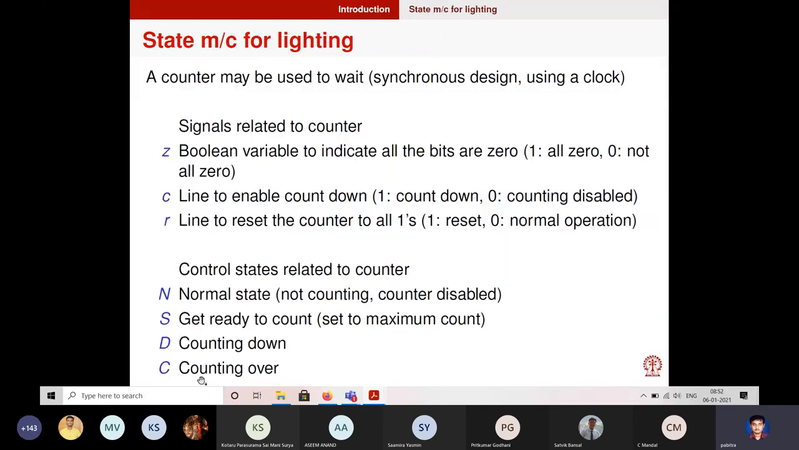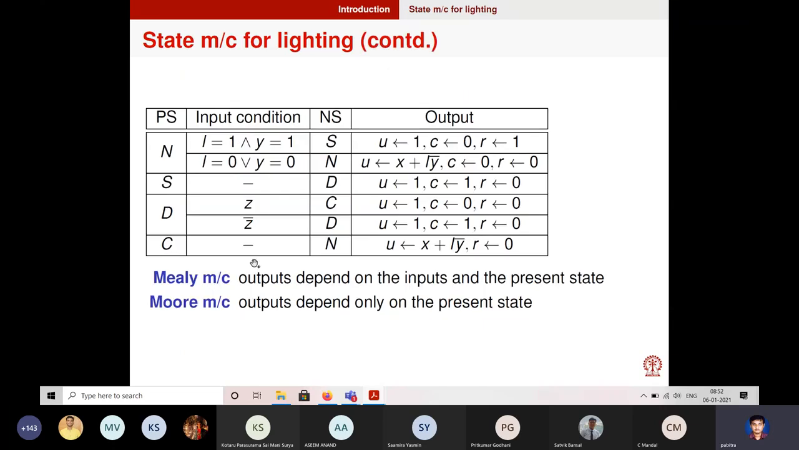What is C? C is counting over. Your next state is C. If it is not yet over, that means Z bar, that means you have not yet counted down to 0, it will continue to stay in this state. Similarly, if the count is over, in the next clock, whatever your input is, it will go to the normal state N. Okay, and this is the previous state and the next state depending on the input conditions.